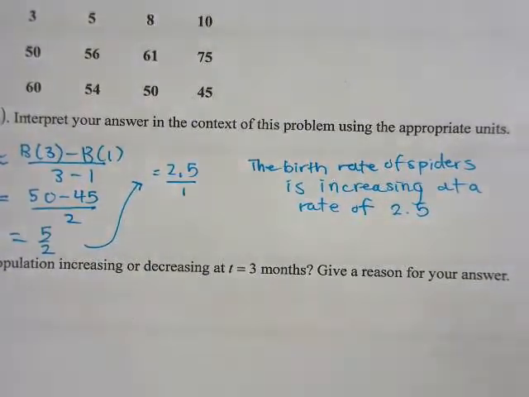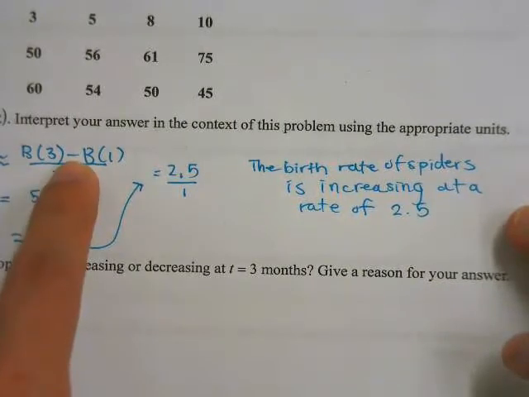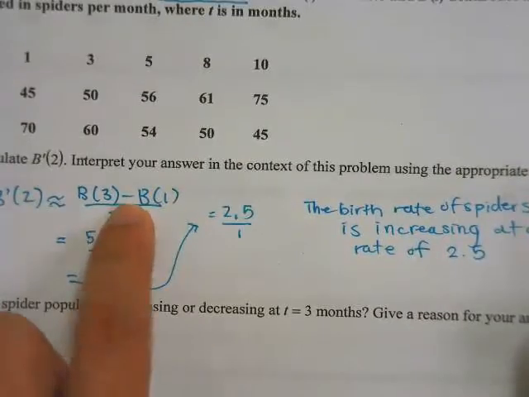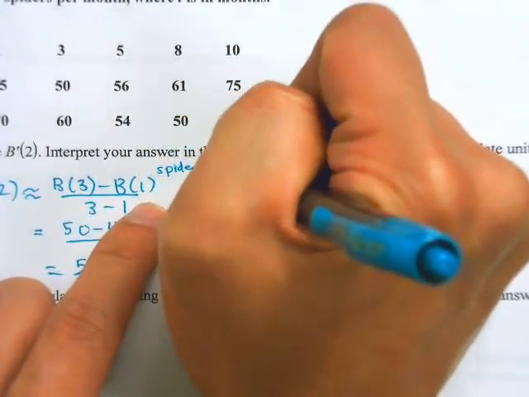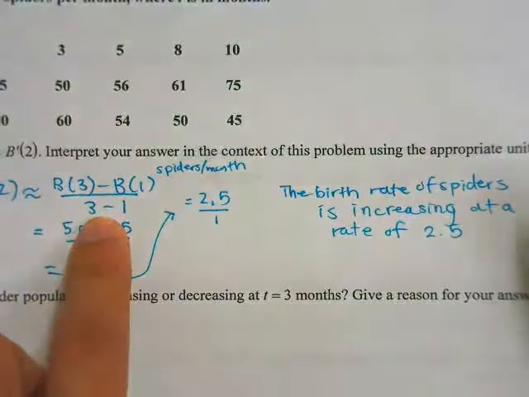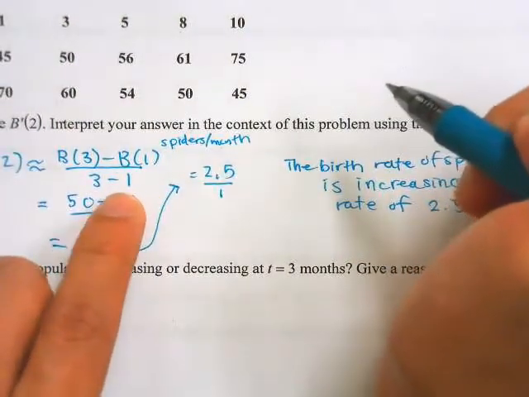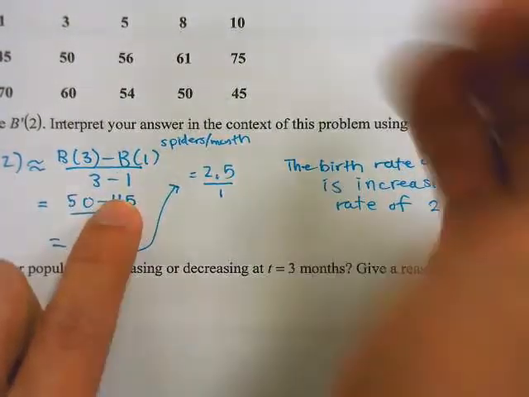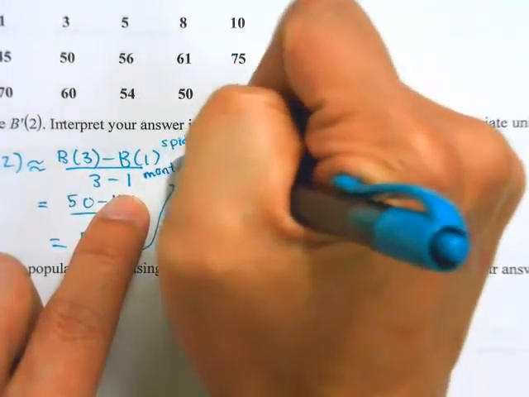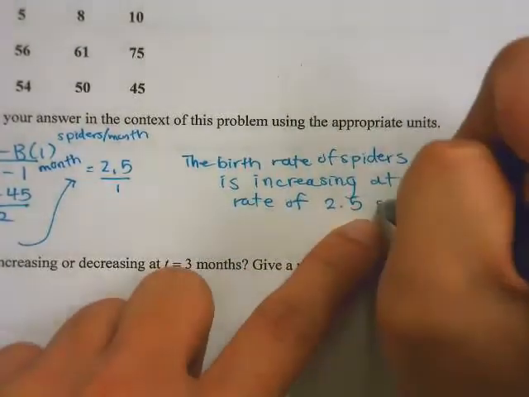Let's take a look at our units before we write down the units. What are your units for your B of t? Spiders per month. So I'll just put that over here. So this is spiders per month. And then the 3 minus 1, what are those units over here? What are the units in the bottom denominator? Months. Good. So spiders per month divided by month is going to be 2.5 spiders per what?